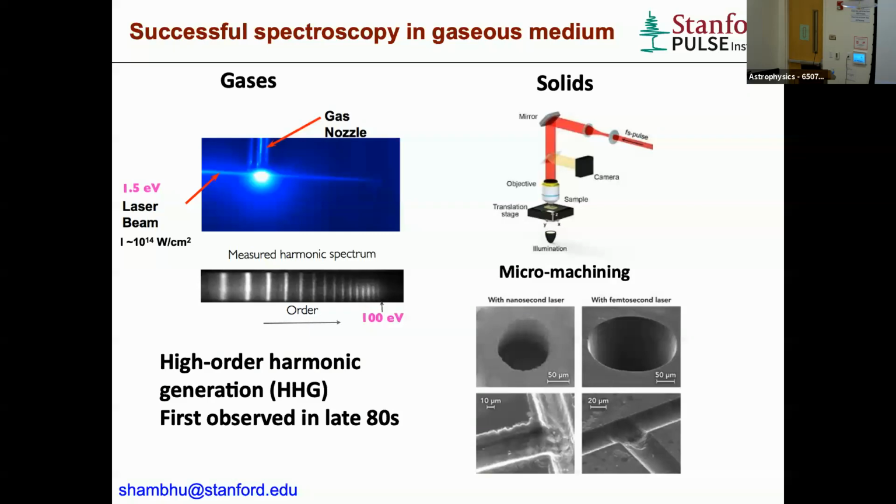In these experiments, you shine a fairly strong laser, typically at around 800 nanometers, onto a gas jet, and you measure high order harmonics of the laser, a spectrum like this, and you use this spectrum to perform the spectroscopy.